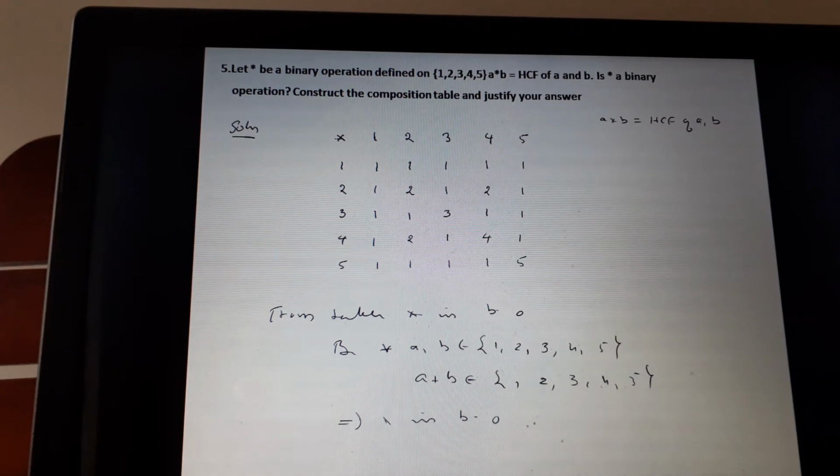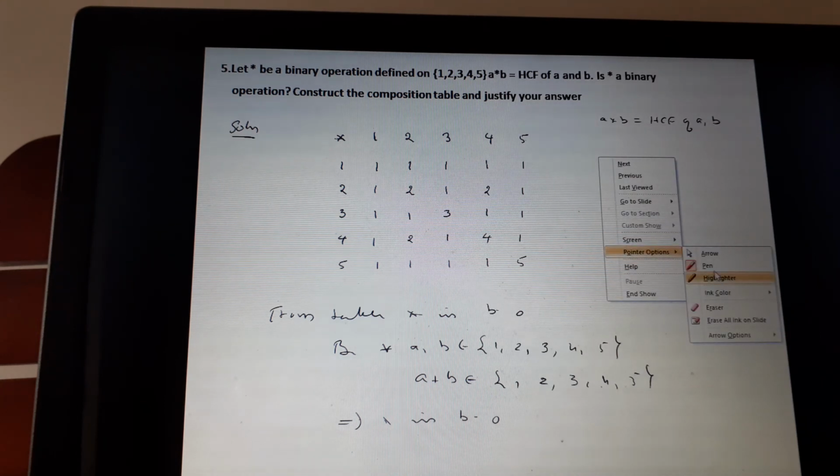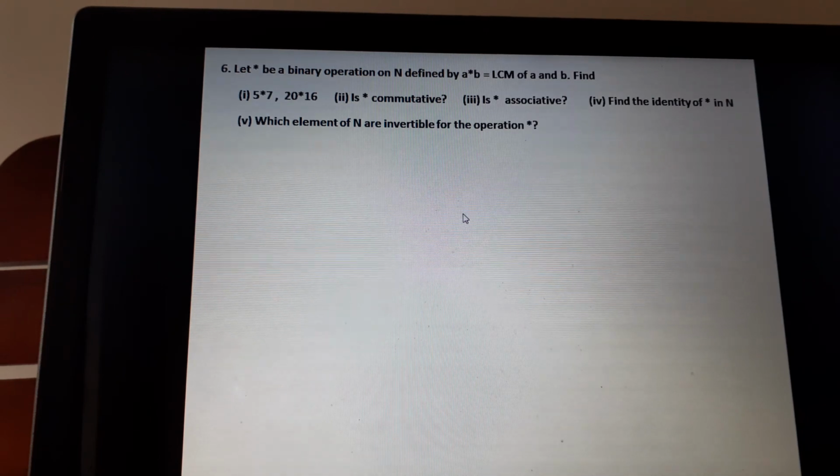Let us conclude here. I think sixth question may not be possible. Let me just show you what is the next question. In the next class we can do. This is LCM. So let star be binary operation on N defined by A star B equal to LCM of A and B. Find 5 star 7, 20 star 16. Is star commutative? Is star associative? Find the identity of star in N. Which elements of N are invertible? So it is a very lengthy question. Totally I have to answer 5 sub questions. So let me take this question in the next class, that is SL5.